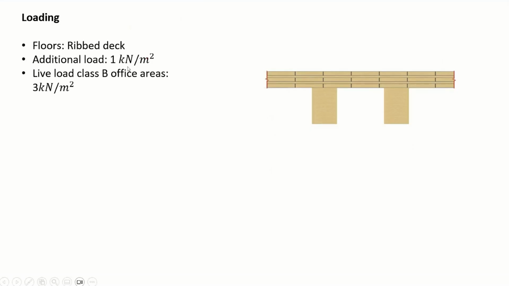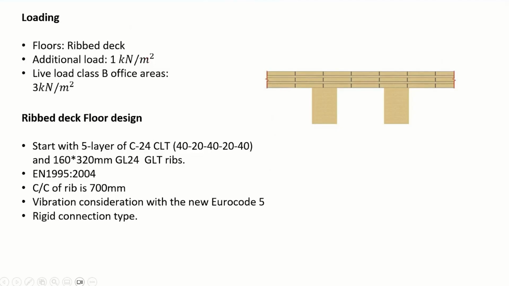We have used an additional 1 kilonewton, and we use 3 kilonewton per square meter for the live load section. Let us start our design by using this preliminary dimension. Let us start with 5 layers of CLT and a 160 by 320 JLT beam. Then let us use this code for the timber design, and let us assume 700 millimeter as the rib-to-rib spacing, and the vibration part is checked based on the new Eurocode standard.